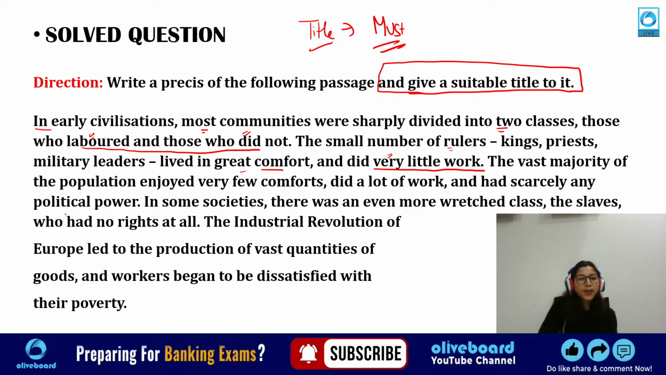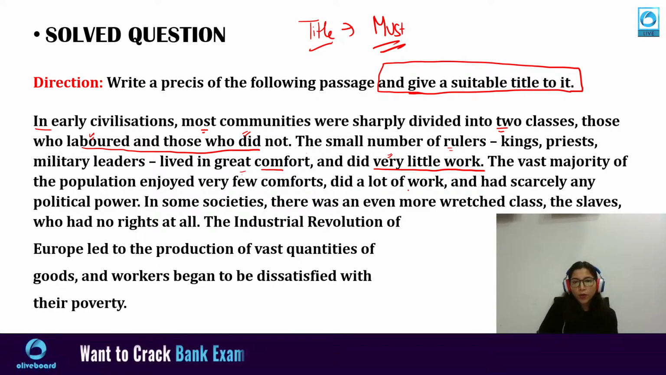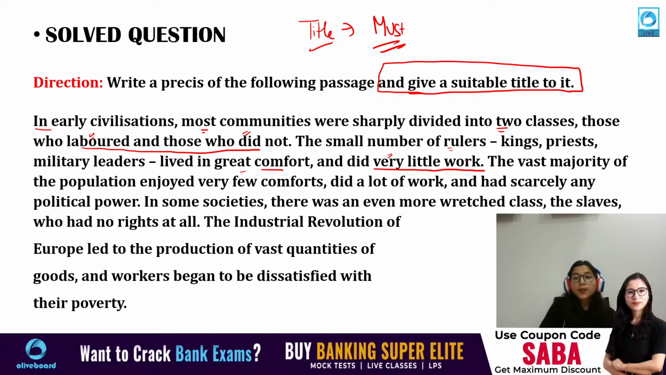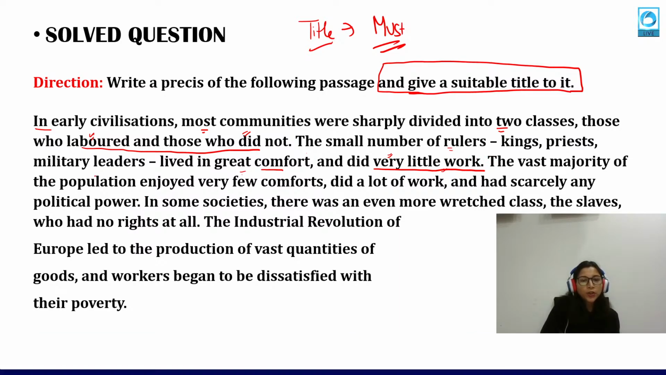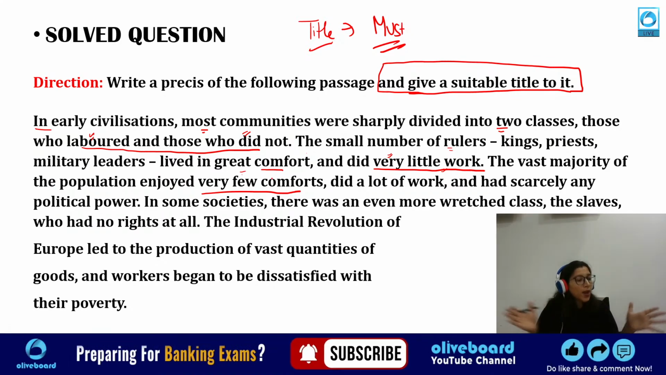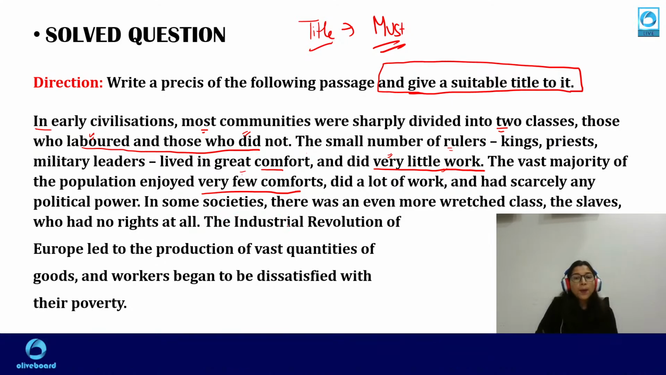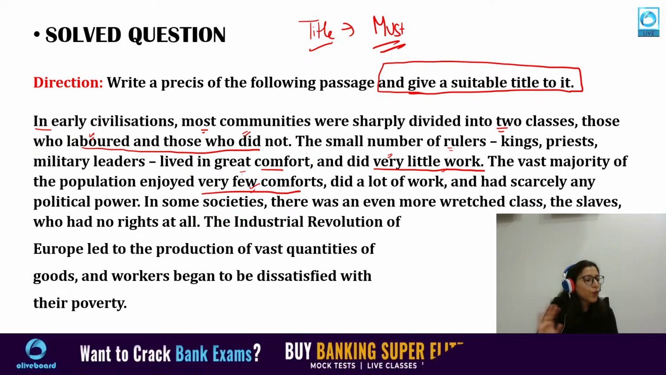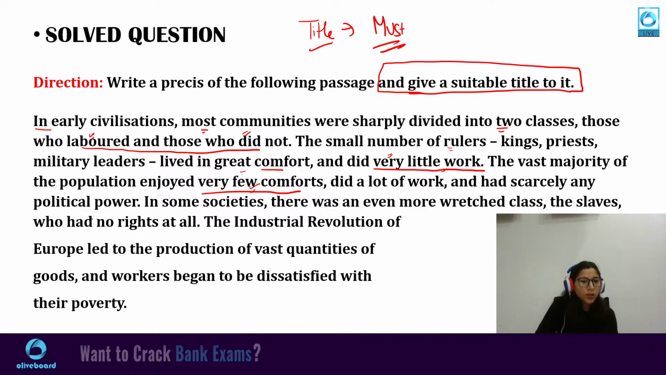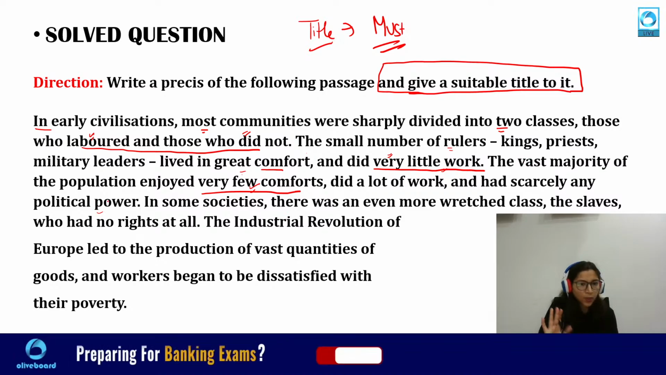And had scarcely any political power. Sorry, did very little work here. The vast majority of the population enjoyed very few comforts. Now, labor class, जो vast number थे, उनके numbers बहुत ज़्यादा थे. They did a lot of work, but they didn't enjoy any comfort at all. They were not living a comfortable life that time. And had scarcely any political power. उस टाइम उनके पास कोई political power भी नहीं होती थी.